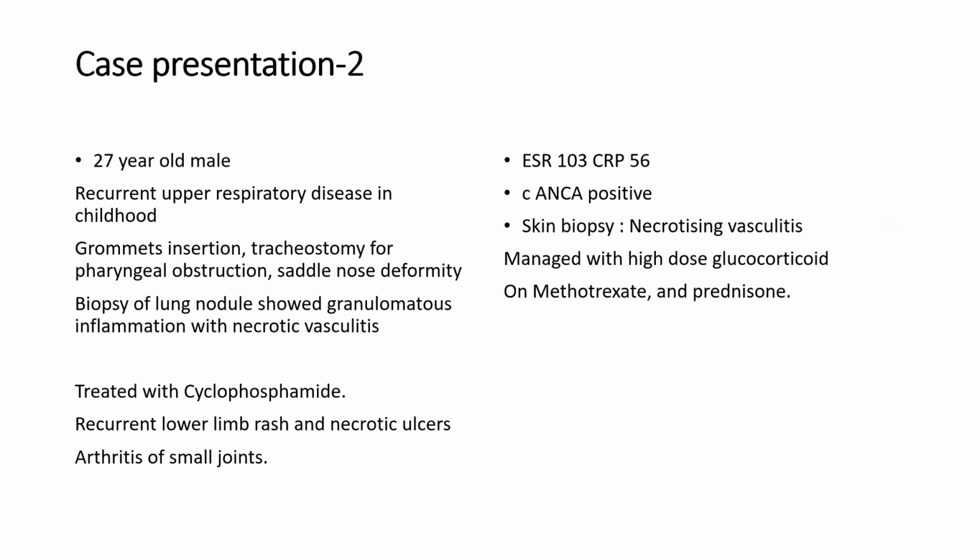Case 2 is that of a young gentleman who in childhood experienced recurrent upper respiratory disease and had had multiple grommets inserted, had had a tracheostomy for pharyngeal obstruction, and had developed collapse of his nasal septum and saddle nose deformity. And during his childhood, he also was noted to have a nodule on a CT of his lungs, and this was biopsied and showed granulomatous inflammation with necrotic vasculitis.